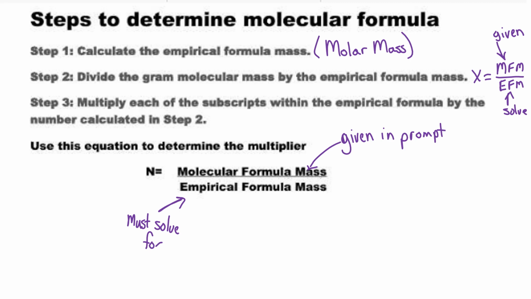So the only reason why I'm highlighting those two, that the molecular formula mass is given in the prompt and the empirical formula mass you have to solve for, is because that's the things that get missed the most. I constantly get the question of, where do I get that number from? Well, it's right there.